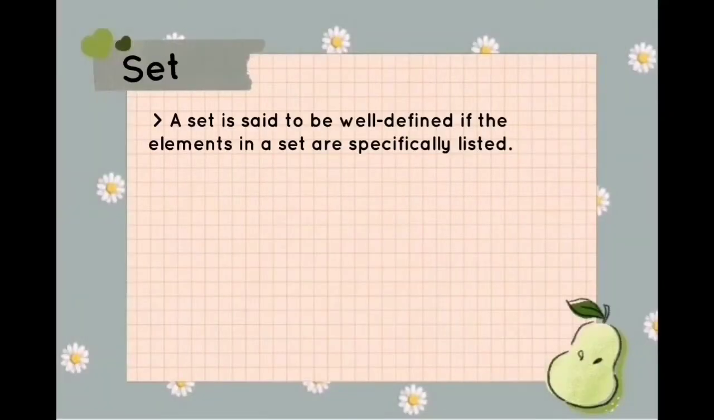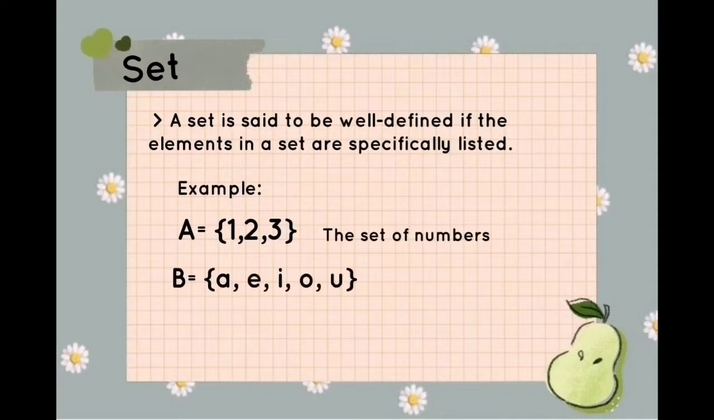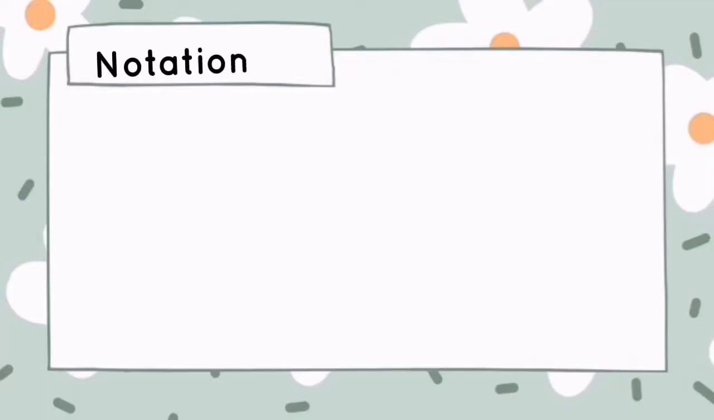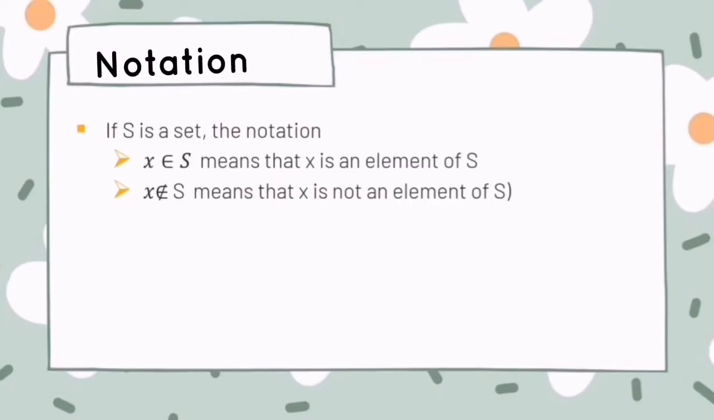A set is said to be well-defined if the elements in the set are specifically listed. Example, set A is the set of numbers and set B is the set of vowels. Those are the samples of the well-defined set. If S is a set, the notation is x is an element of S. And if x is not an element, then it means x is not an element of S.